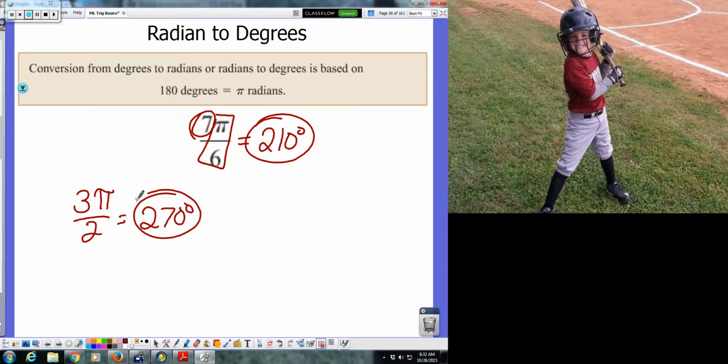Let's do one more. Tootin, 5 pi over 3. Do the pi over 3 part first. What do you get? Careful. 180 divided by 3 is 60. 5 60s is 300 degrees. So 5 pi over 3 is the same thing as 300 degrees. Okay? Any questions there?